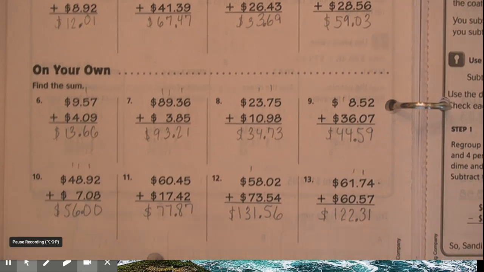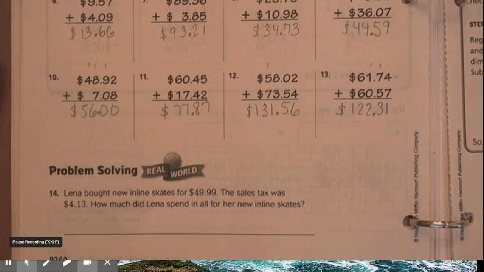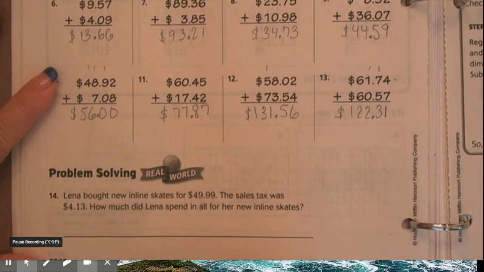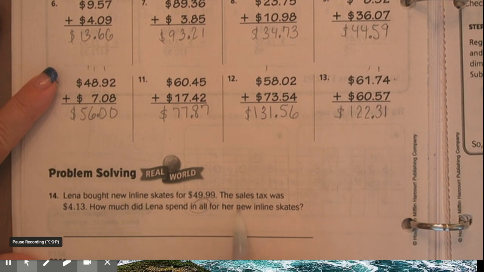And then the last problem down here says Lena bought new inline skates for $49.99, pretty close to 50. The sales tax was $4.13. How much did Lena spend in all? Another word, it tells you adding for her inline skates.